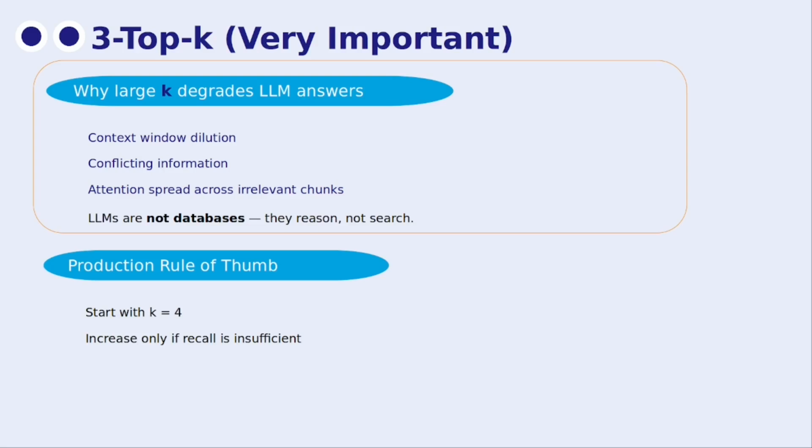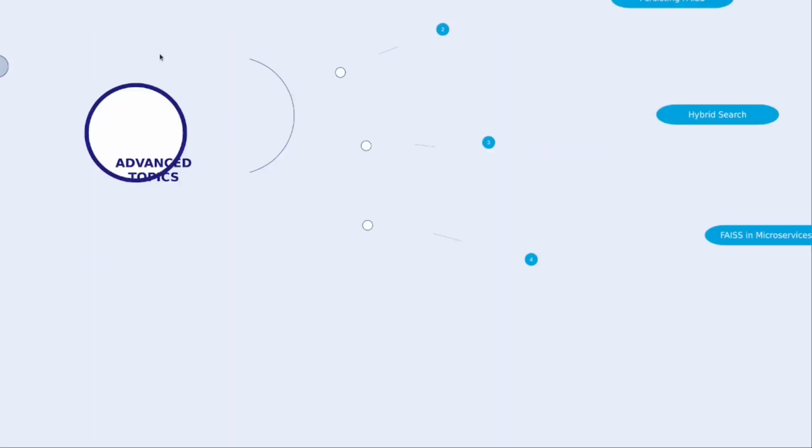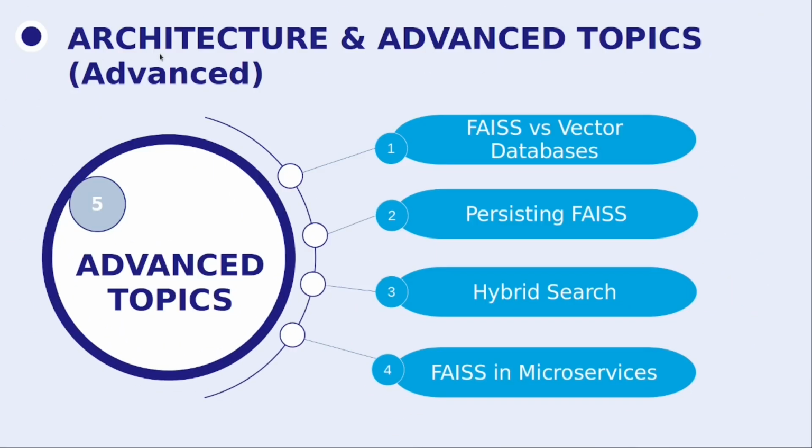Why does a larger K make answers worse? Three reasons. First, context window dilution. Second, conflicting information. Third, attention split. LLMs are not databases. They don't search. Production rule of thumb: here is the simple rule. This works in most real systems.